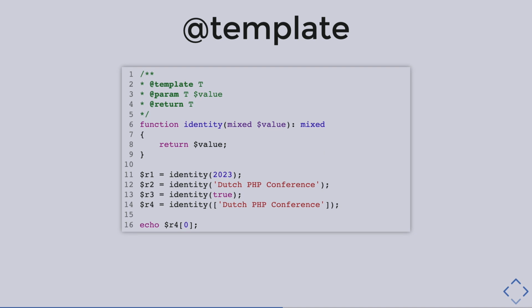Well, the main one is @template. It will allow us to define a generic. So here I define the T generic, and then I can use T everywhere as a parameter type or as the return type. So now, still exactly the same identity function, but now let's look at PHPStan. PHPStan now sees no error here because it knows that if I give an array as a parameter, I will receive an array as the return.